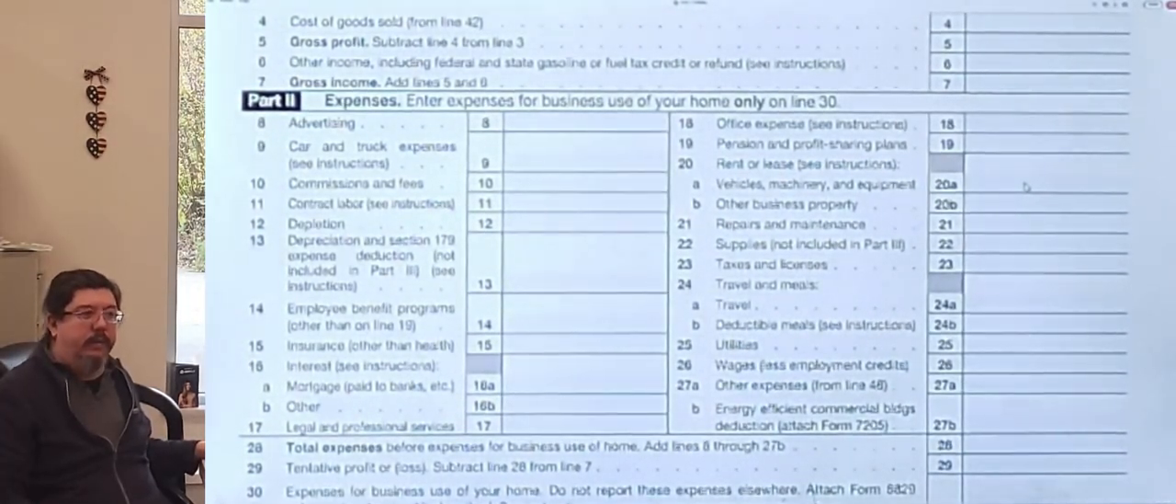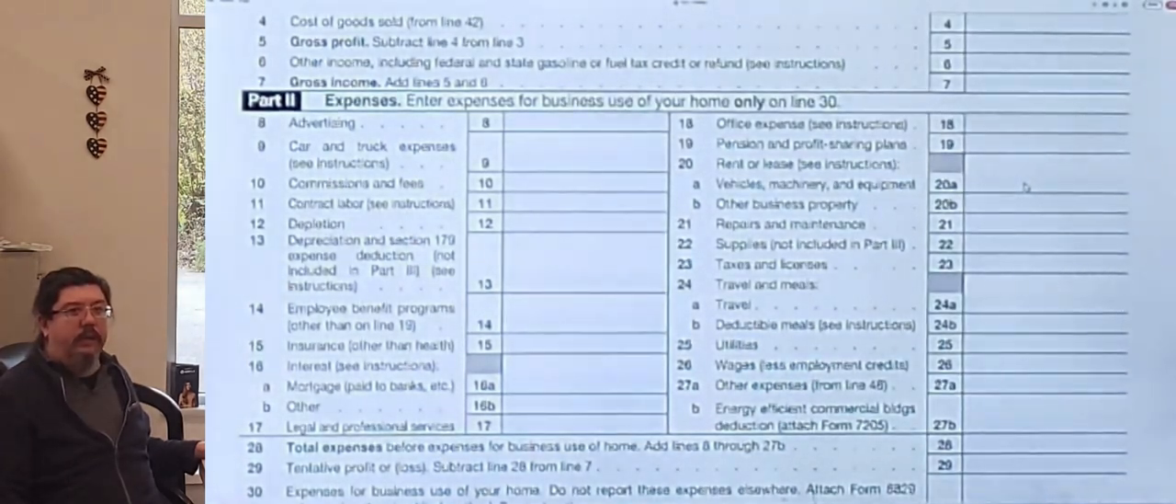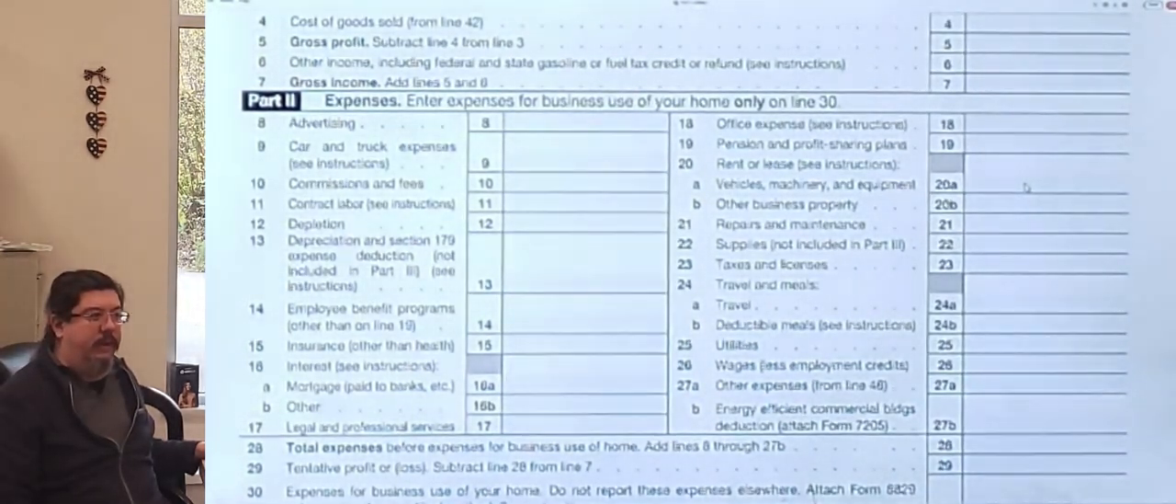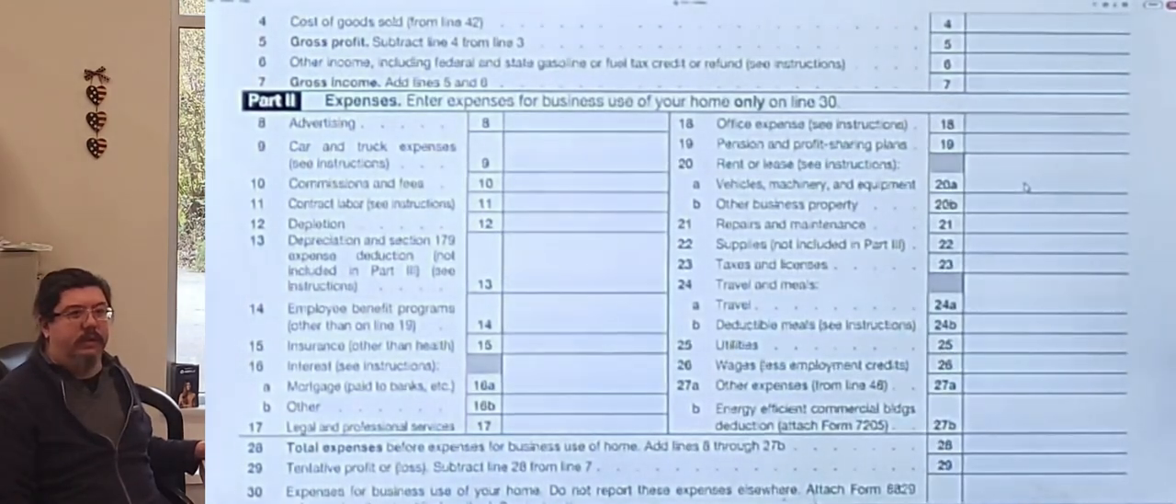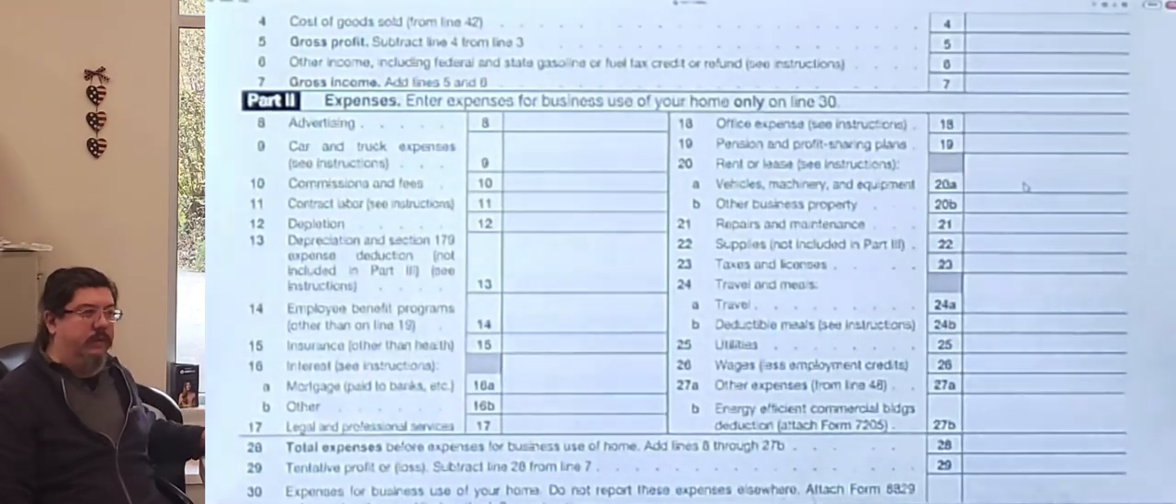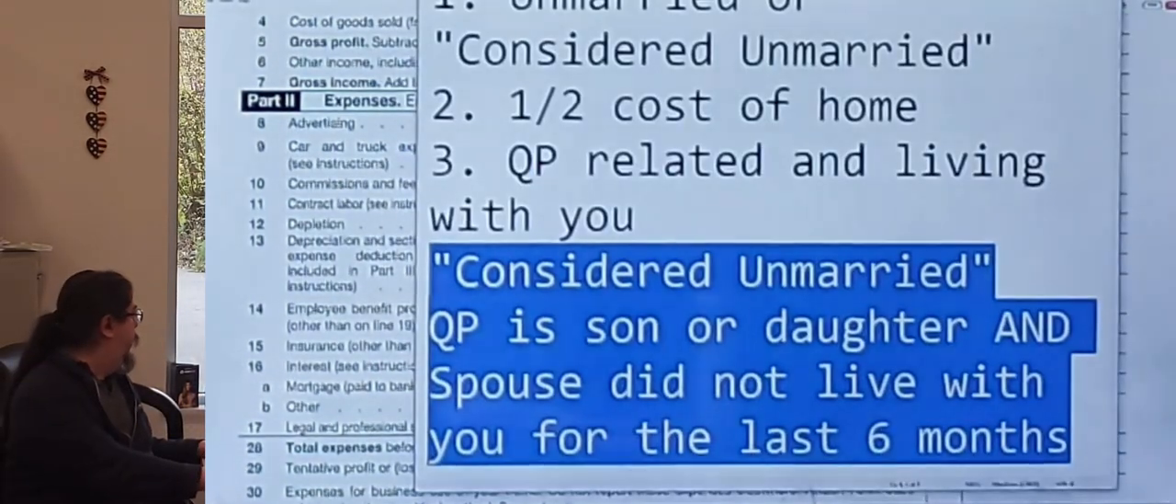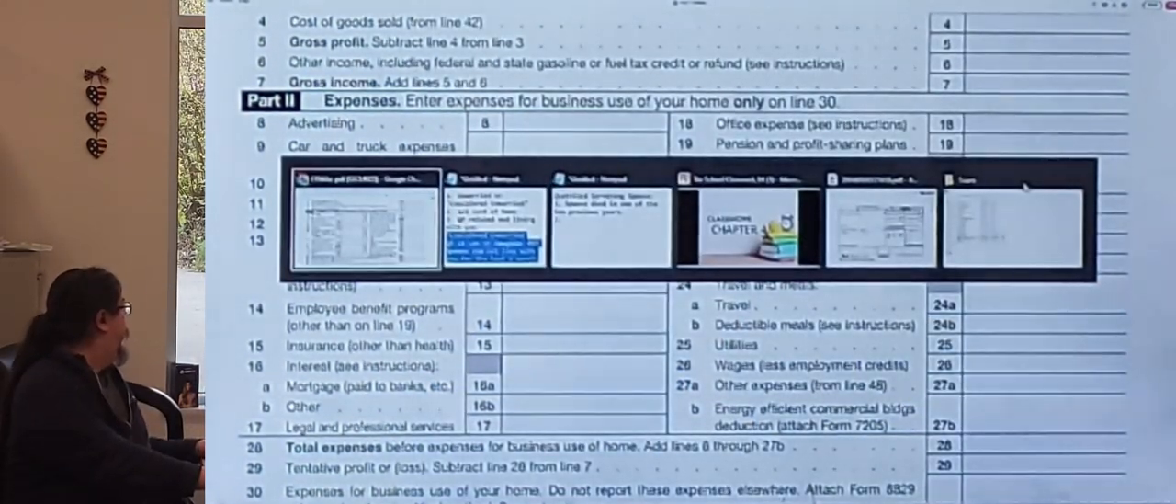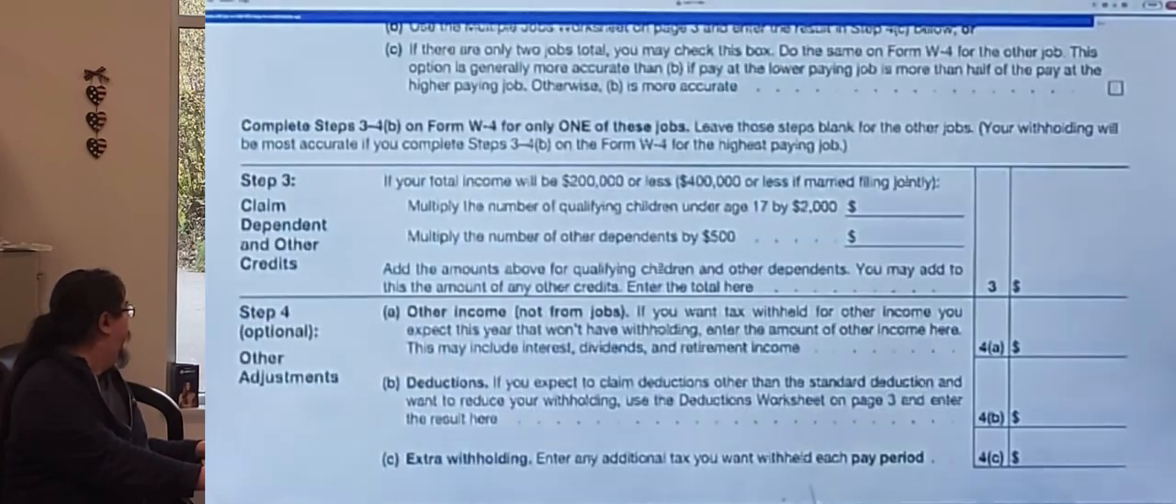Because his Social Security and Medicare tax is already paid, he would not be required to pay any self-employment tax, because self-employment tax is Social Security and Medicare tax for people that are working for themselves. So that is a little unusual.